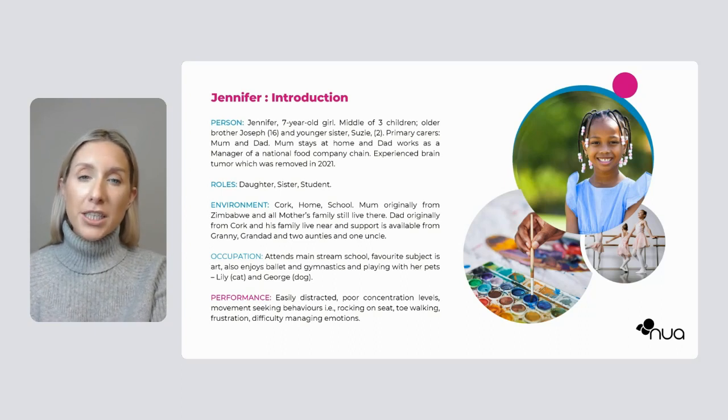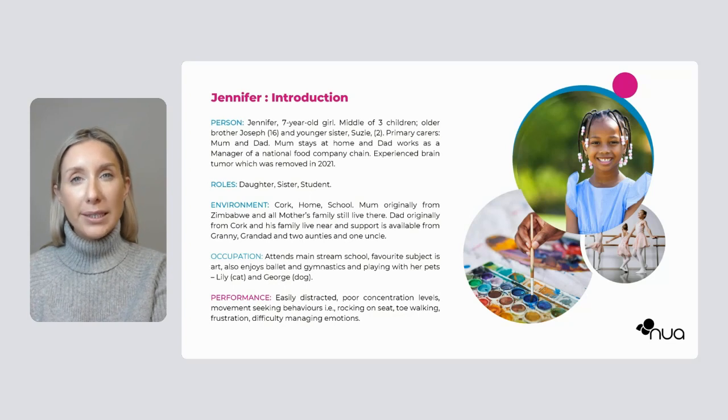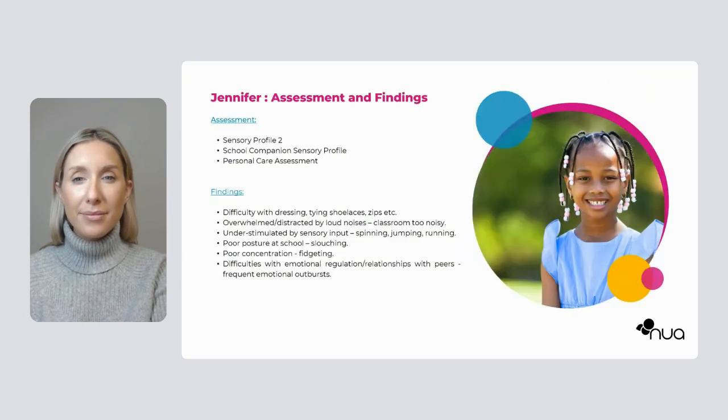In terms of occupations, she attends mainstream school. Her favourite subject is art, and she also enjoys ballet and gymnastics and playing with her pets, Lily the cat and George the dog. In terms of performance, it's reported that Jennifer becomes easily distracted. She's got poor concentration skills. She has movement seeking behaviours. She becomes easily frustrated and has difficulty managing her emotions.